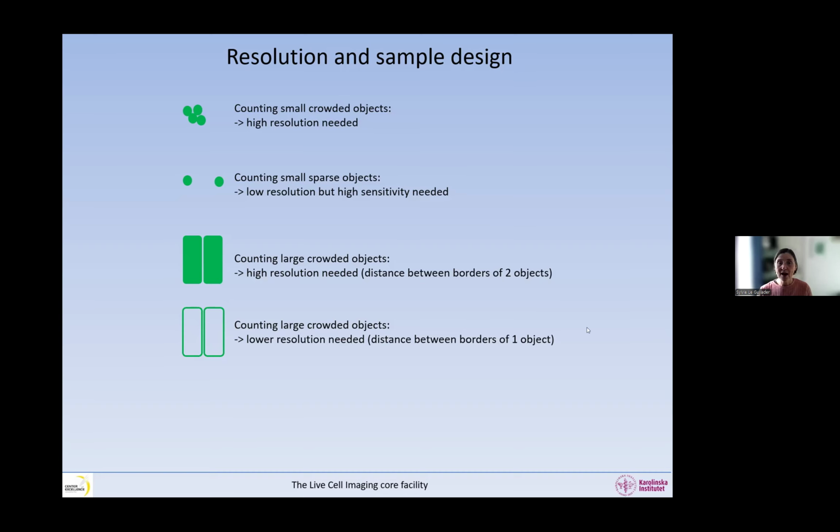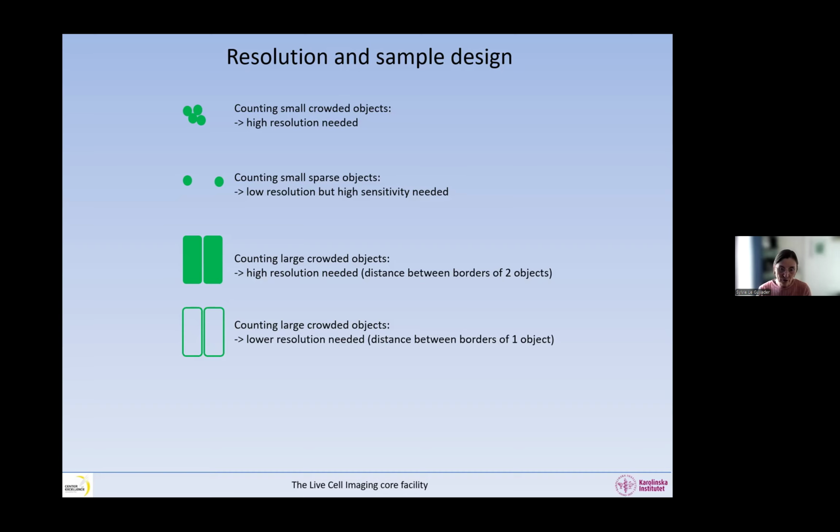So you can see how dense the signal in your sample is plays a very big role in how you're going to analyze, and therefore what type of resolution you need, and therefore what type of objective you need. And it does not depend so much on the size of the objects, but more the distance between the objects, and that talks to how you label. So you have to think about all these aspects when you prepare your sample. Are you going to make it difficult for yourself to analyze or not?